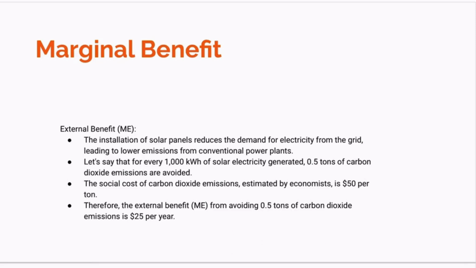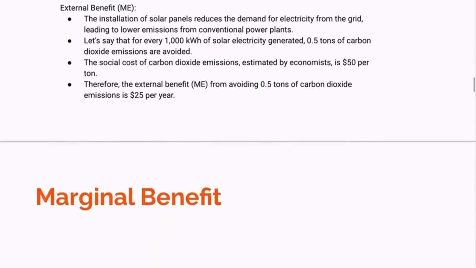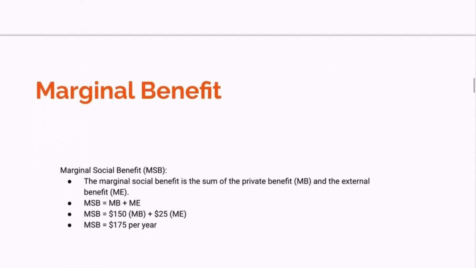Okay, so this is how we have calculated the external benefit because of positive externality. So then what is the marginal social benefit in this case? The marginal social benefit in this case would be $150 plus $25, and that becomes $175 per year, right? So this is the marginal social benefit which the family gets.